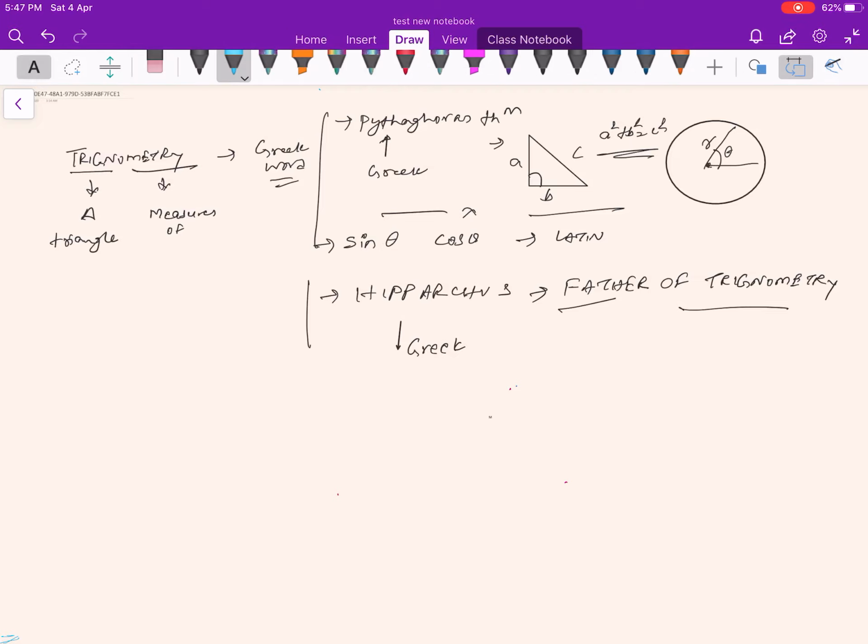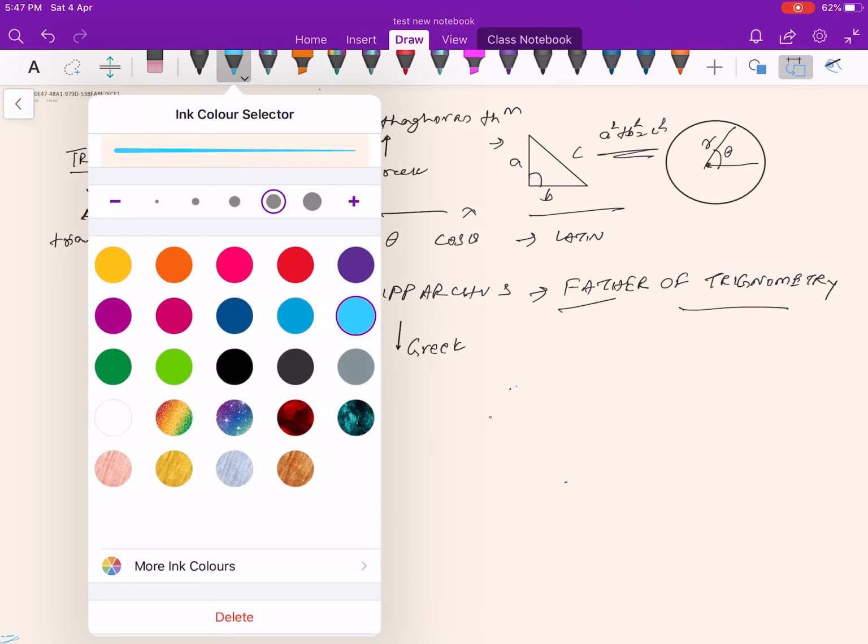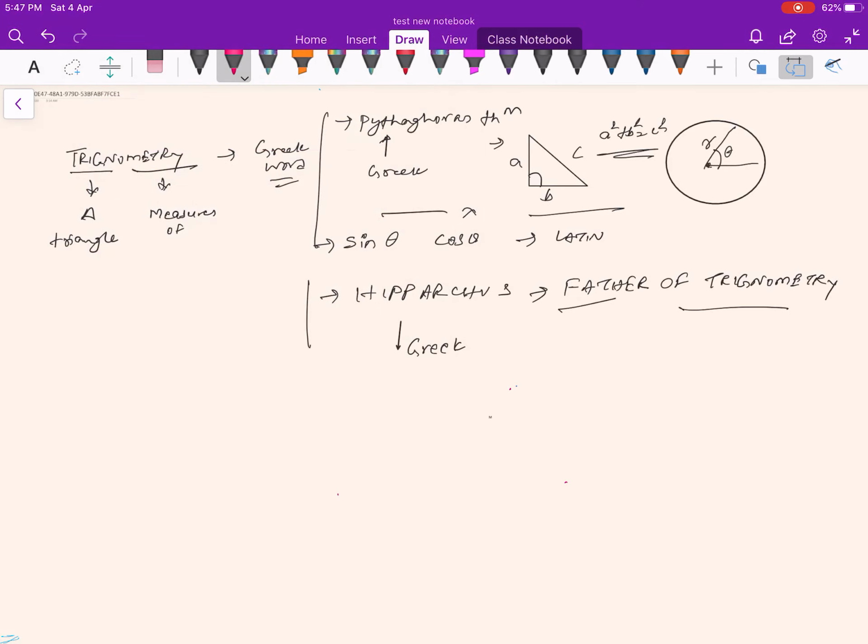At a high level, what is trigonometry? Going by the definition, trigonometry is a Greek word. Trig is anything that has a triangular shape, and metry is measurement. So trigonometry is measuring the different dimensions of the triangle. It could be the angles or it could be the lengths. That's what trigonometry is all about: measuring the different dimensions of a triangle.